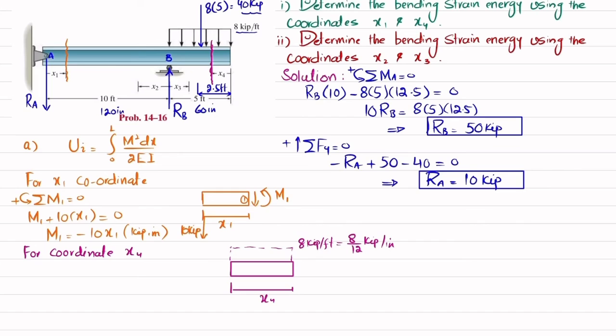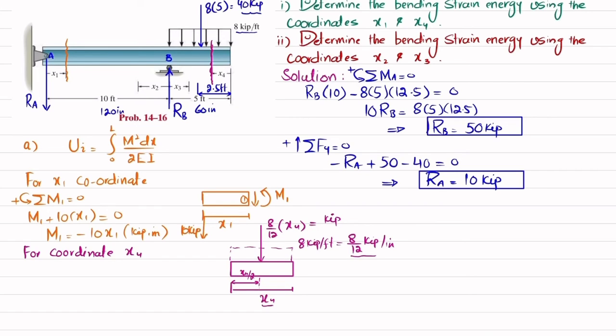Okay, so this distributed load when converted into a point load will be equal to 8 over 12 into the distance, which is x4. x4 is in inch, so that will give you the unit kips. Clear? And that will act at a distance of x4 by 2 from either side. So I will write x4 over 2.